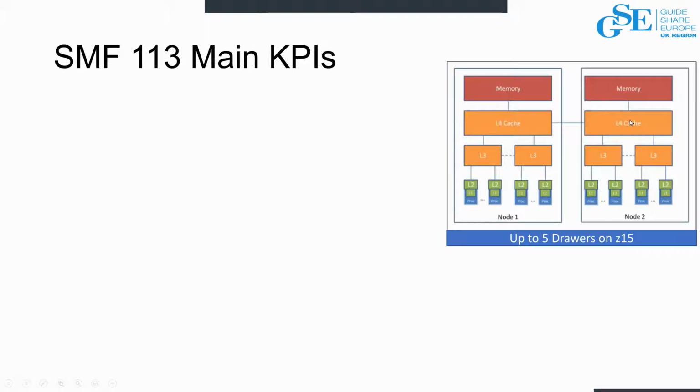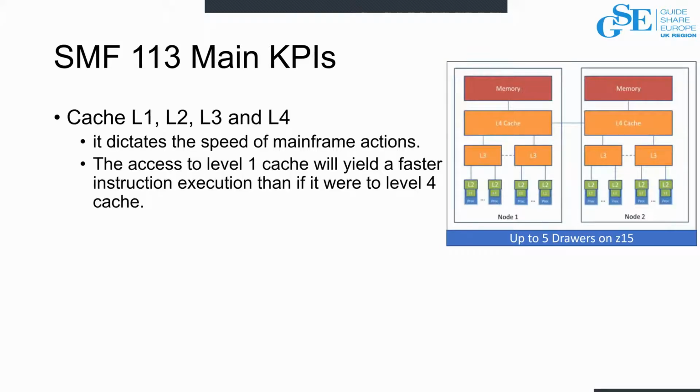And HIS will bring us some information on the access of those cache levels so that we understand how our environment is performing. So you have the cache level 1, 2, 3, and 4, memory, and then the remote. You have all those KPIs inside the SMF 113, and they dictate the speed. So the farther your data is from the processor, the more time you need to execute your transactions. To put this in a simple way.